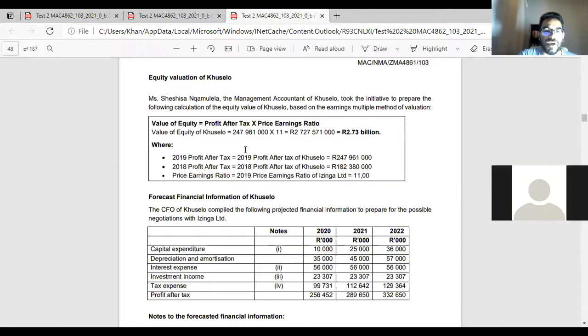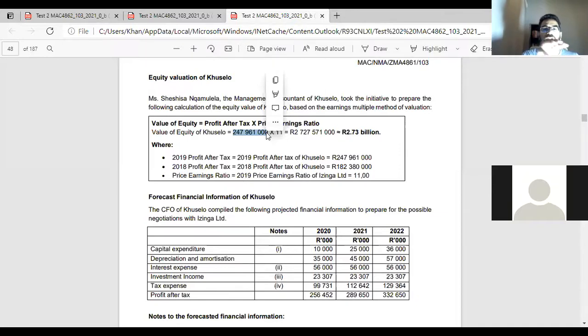The problem with the profit after tax is that it is not clear whether that is actually a maintainable earnings figure. So here you can see they're giving you the valuation. They'll probably ask you to critically evaluate that valuation. So we already picked up two things. You must remember, there are two aspects to it: the maintainable earnings aspect and then the PE multiple. So in a question like this, you'll have a heading PE multiple, and you'll critically evaluate the PE multiple and make some comments.